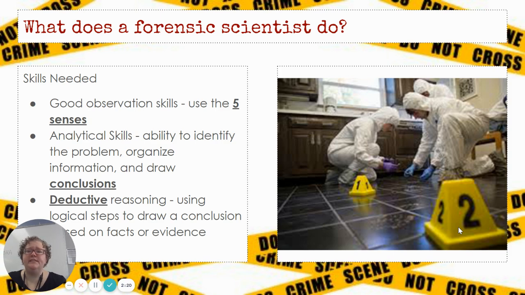In order to be a good forensic scientist, you need to have good observation skills. You have to be able to find evidence that other people may overlook. Good analytical skills, being able to identify a problem, organize the information, draw conclusions based on the evidence, and good deductive reasoning. So deductive reasoning is using logical steps in order to draw a conclusion based on facts or evidence. The couple of crime scene puzzles that we've done in class are examples of what deductive reasoning is. It's using clues and evidence to ultimately come to a conclusion.